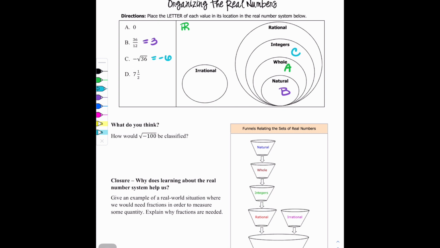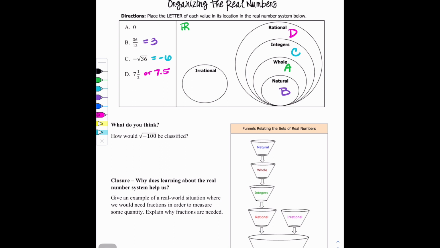For part D, we've got 7.5, or if it's easier for you to think of, that's the same as 7 and a half. So we have a fraction, which is a ratio. That means it's rational. We have a fraction, or you can think of it as a decimal that ends. So that means this is an example of a rational number. D will go in there. We know that 7.5 would be considered rational and real.